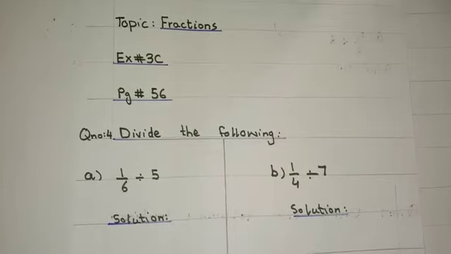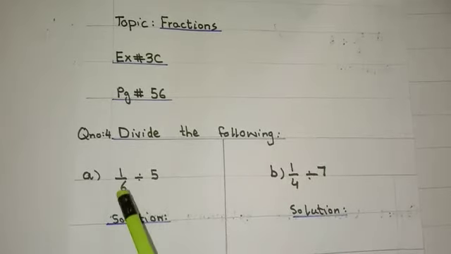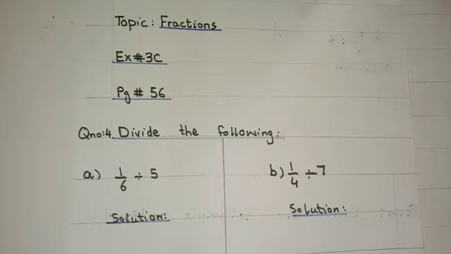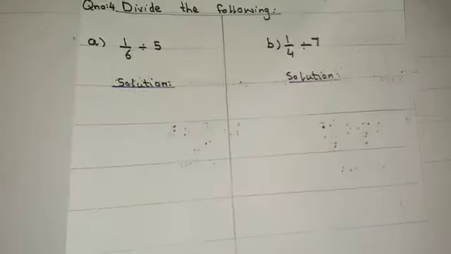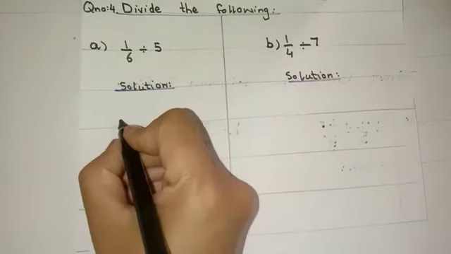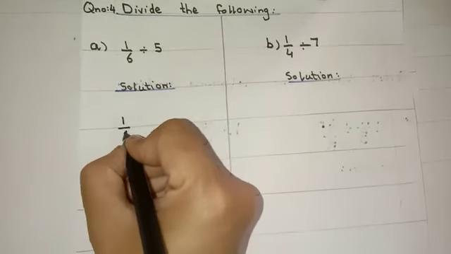Let's start with question number 4, A part. Question number 4 is: divide the following. A part is 1 over 6 divided by 5. Let's start the solution. Our question is 1 over 6 divided by 5.